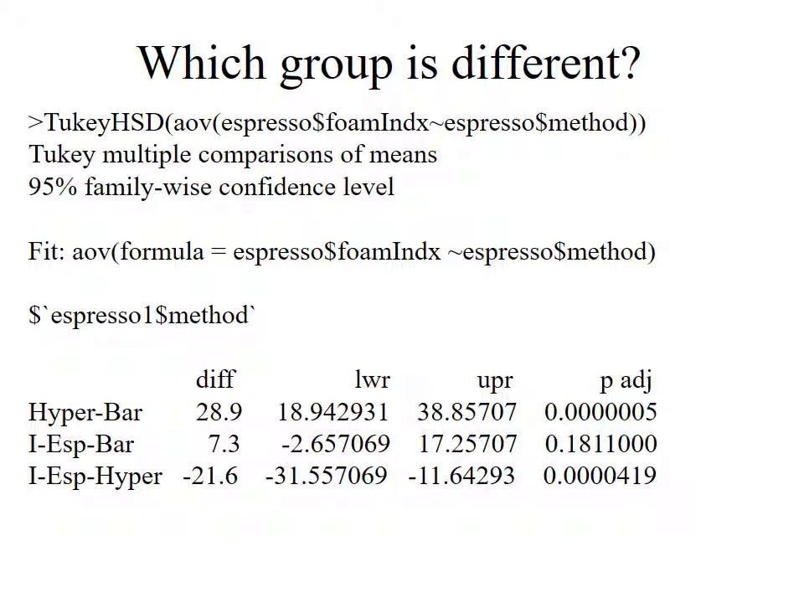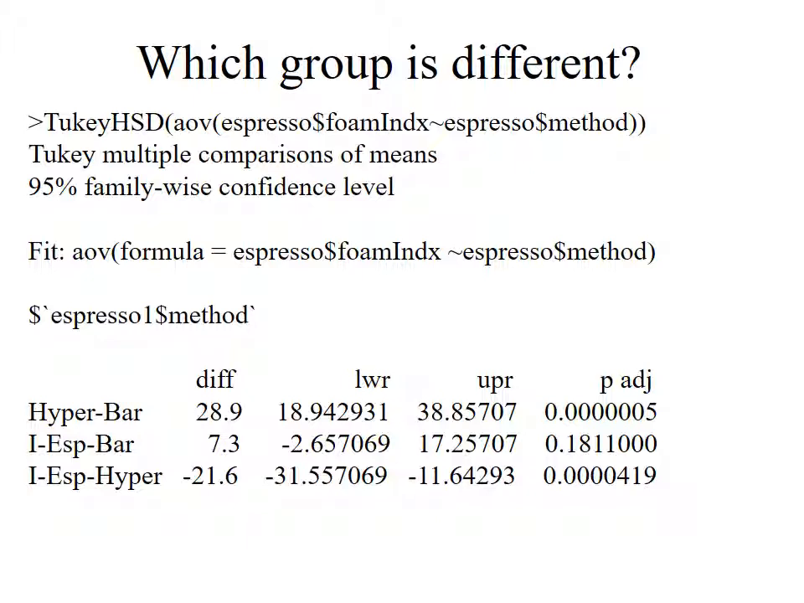We notice here's my R command. So we apply Tukey HSD, the honest significant difference test, to the AOV, and then there's the same thing, espresso foam index tilde espresso method. And then it runs the test on this. It's assuming we're doing a 95% confidence level. And notice down here, the meat of things are down in this table. So it finds what's the mean difference between these two groups. It puts a confidence interval on the difference between these groups, and then it gives me a p-value, an adjusted p-value, based on the null hypothesis that there's no difference.